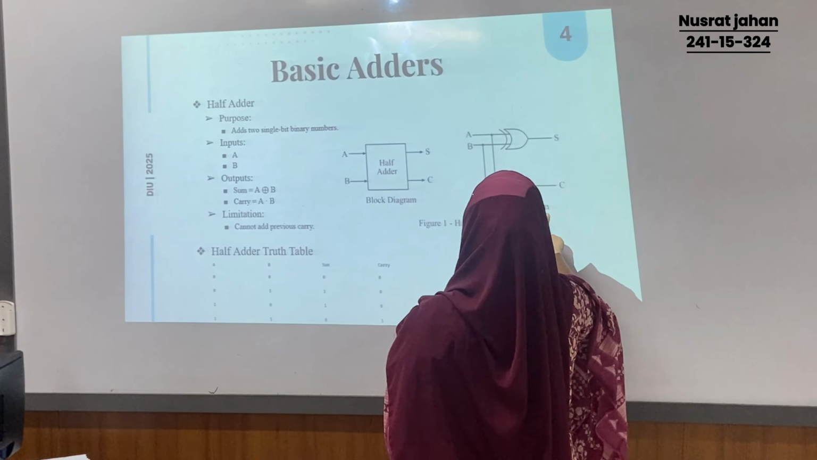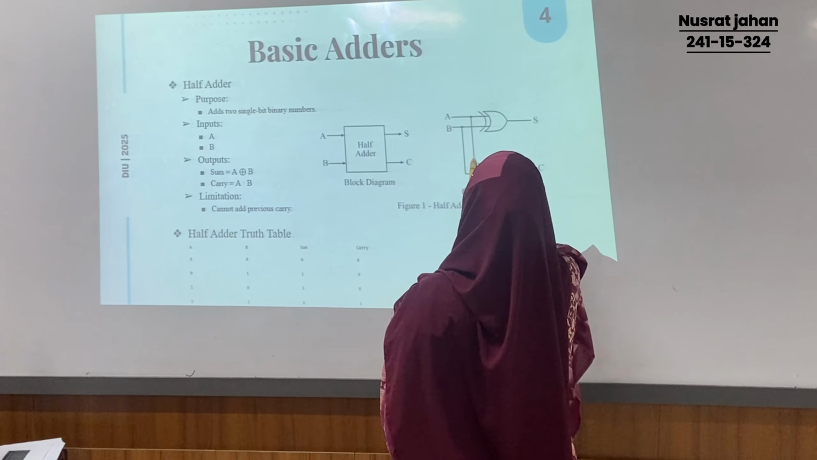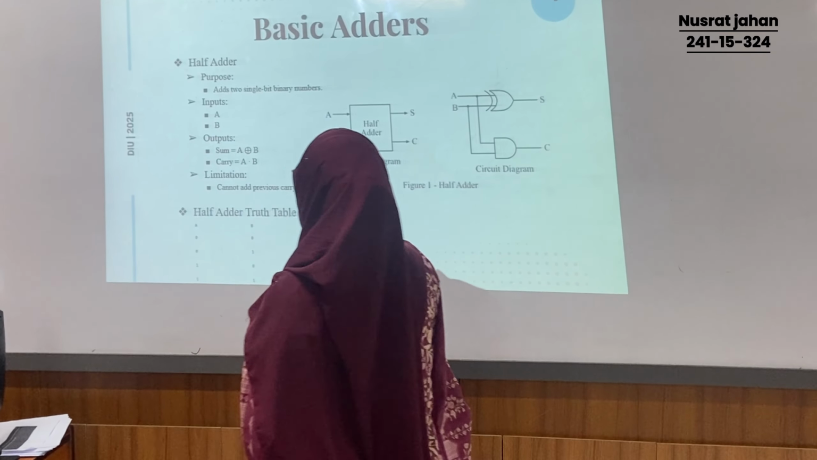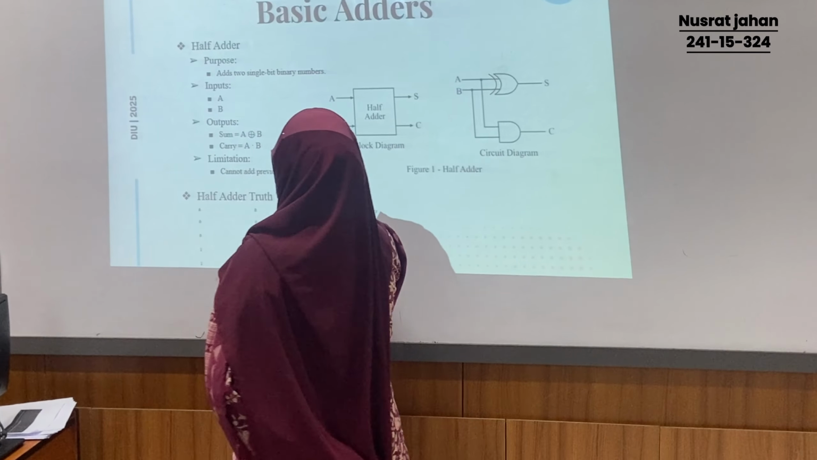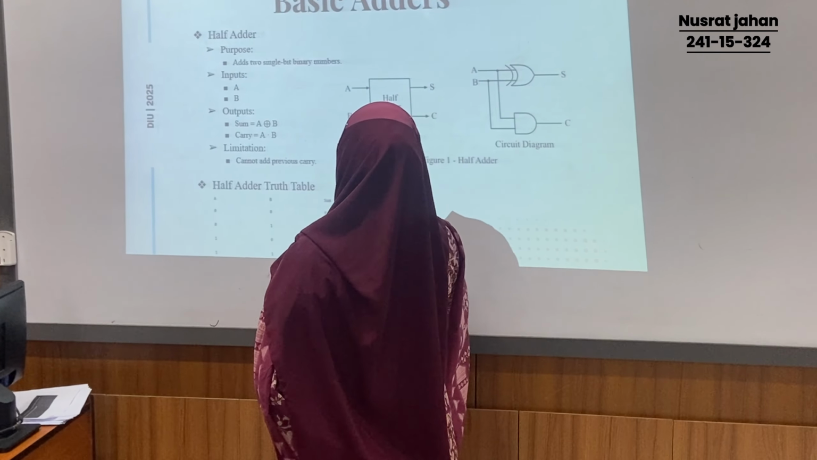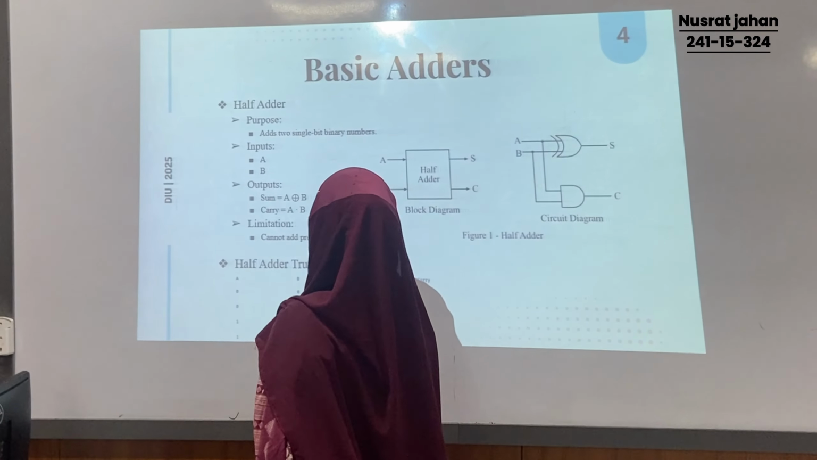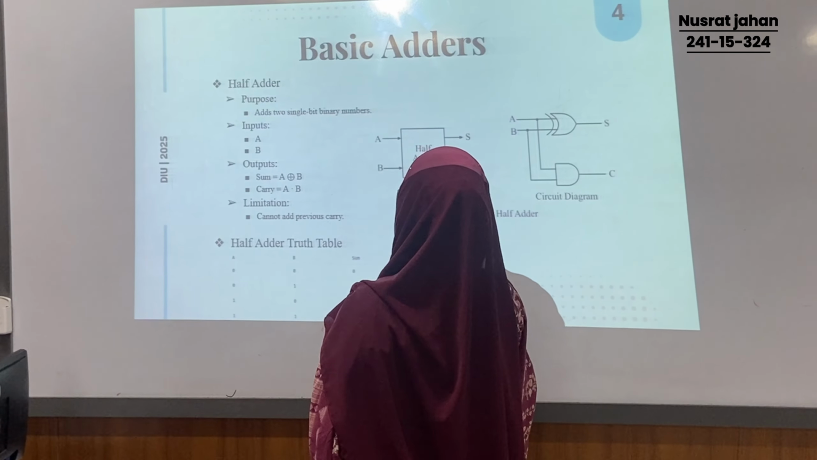Here is the circuit diagram. A and B go into an XOR gate for the sum, and A and B go into an AND gate for the carry C. Limitation: it cannot add the previous carry. Half adder truth table, with A and B and also sum and carry. 0, 0: sum 0 and carry 0. 0, 1: sum 1 and carry 0. 1, 0: sum 1, carry 0. And 1, 1: sum 0 and carry 1.